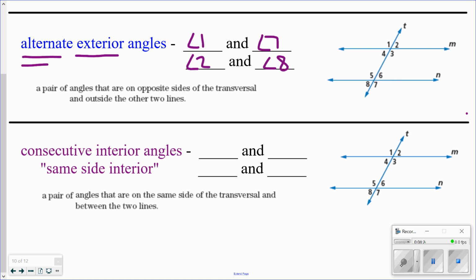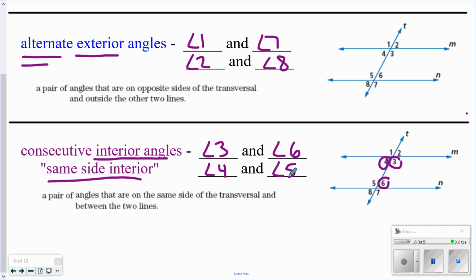And lastly, consecutive interior angles or same side interior. So we're going to go back to our interior angles. And if I look at angle 3, a consecutive interior angle or same side interior angle would be angle 6. So angle 3 and angle 6 are consecutive angles. So if I look at angle 4, which would be the consecutive angle to angle 4, it would be angle 5.